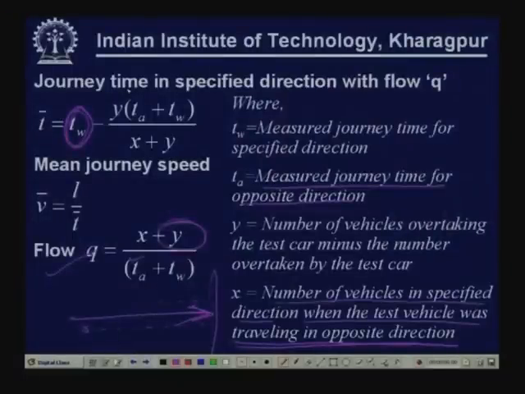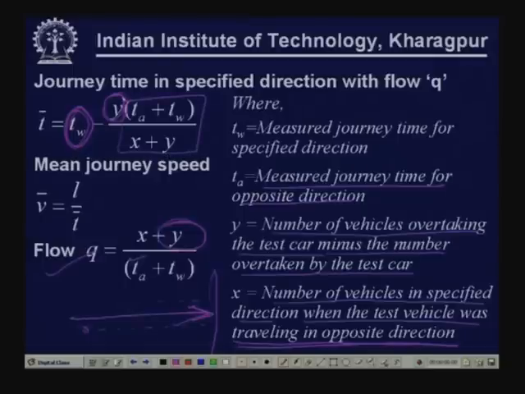If they are equal, then what is this? T A plus T W by x plus y, into y. What is y? Y is the number of vehicles overtaking the test car minus the number of vehicles overtaken by the test car. So, if overtaking and overtaken vehicles in the specified direction are the same, then this y value becomes 0. So, then the average journey time T bar is equal to T W. If not, then we apply some correction.